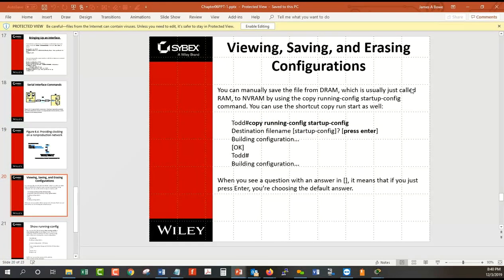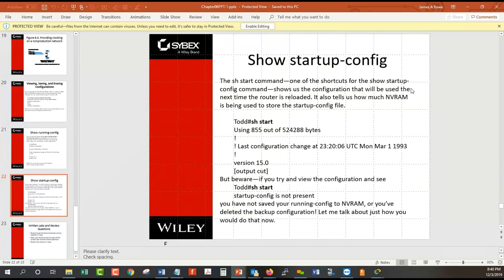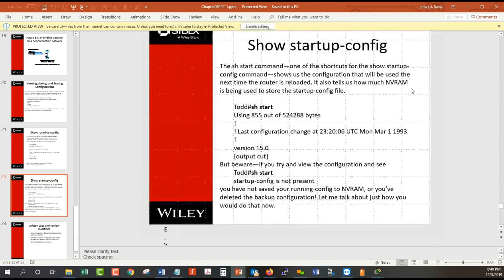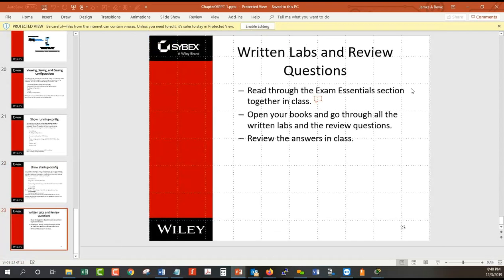All right, so viewing, saving, and erasing configurations. That was kind of part of the last lab that we had, showing how to view the startup as well as the running configuration. And again, you've been doing that through the semester.